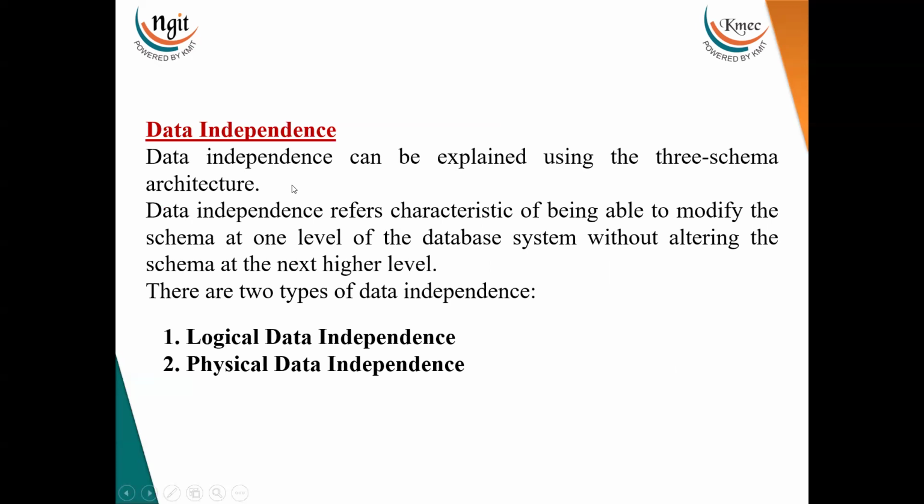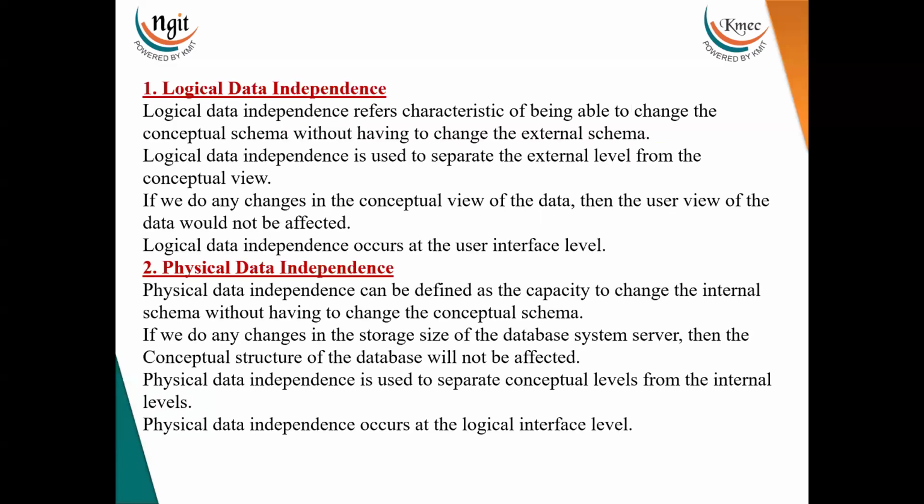Next topic is data independence. With respect to this three-tier architecture, we can explain how data is completely independent from one level to the other. To have a better understanding of it, data independence has been explained with two different types. One is logical data independence and the second is physical data independence.